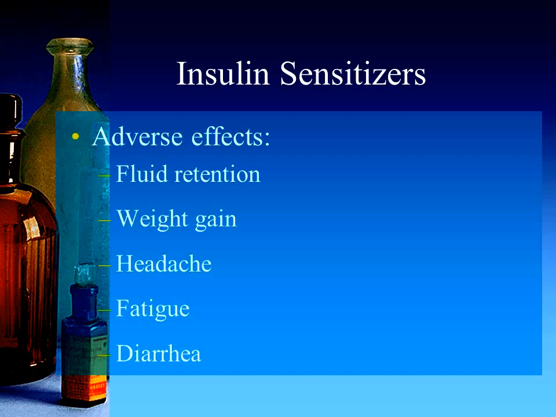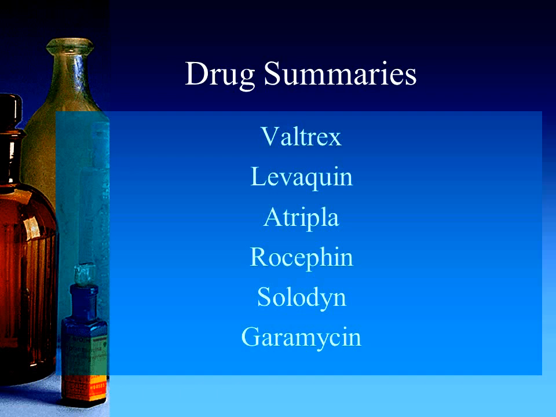And then for next time, our next unit, we have another set of drug summaries for you to do. So once you've got everything complete on the endocrine unit, and before the end of the week, you will want to go and submit drug summaries on the list of medications that I have here. That would include Valtrex, Levaquin, Atripla, Rocephin, Solodine, and Garamycin. If you are familiar with any of these, you will realize that these are drugs that are all involved in the infection process. So that'll be the topic of our next module. Good luck.